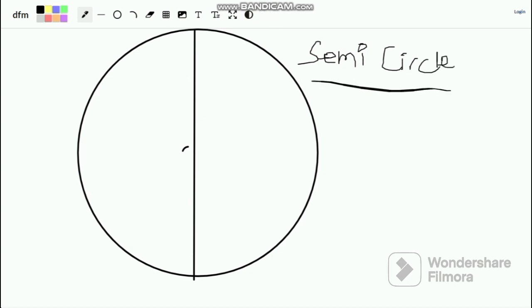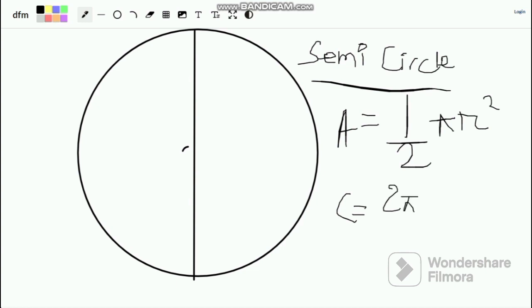Okay, so semicircle is basically half of a circle, and we all know that the area of a semicircle is half pi r squared, and the circumference of a semicircle is 2 pi r divided by 2, which is pi r. So this is the formula for the semicircle. This is the formula for the semicircle's circumference.